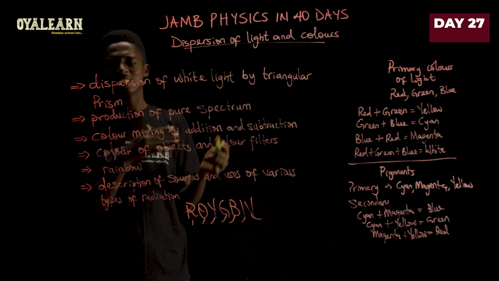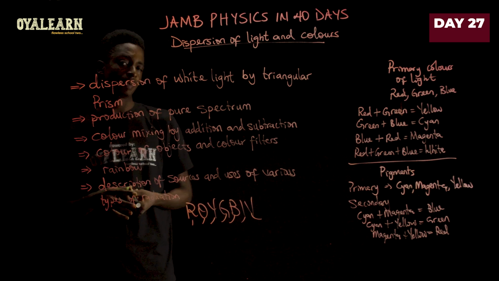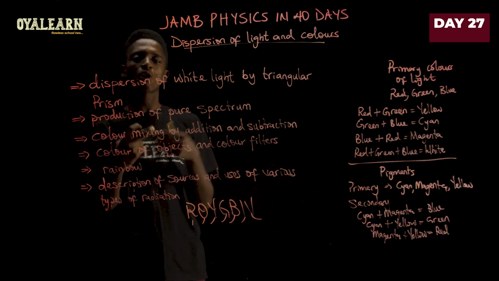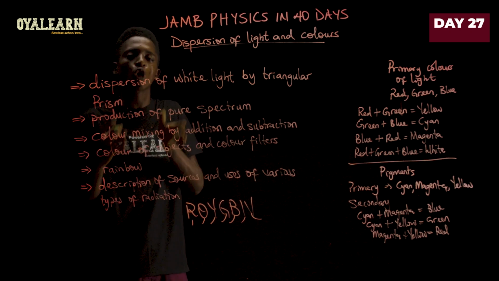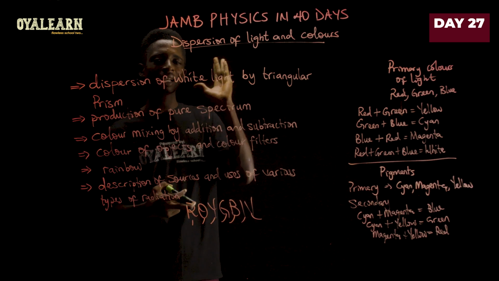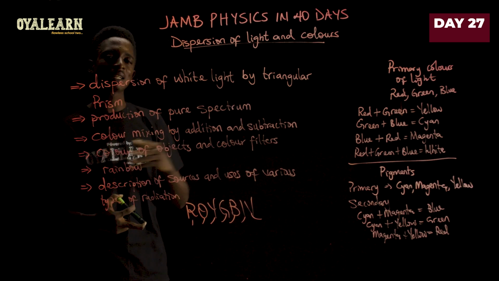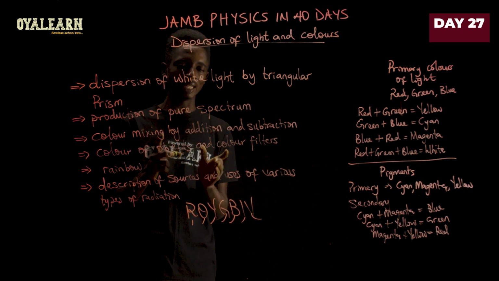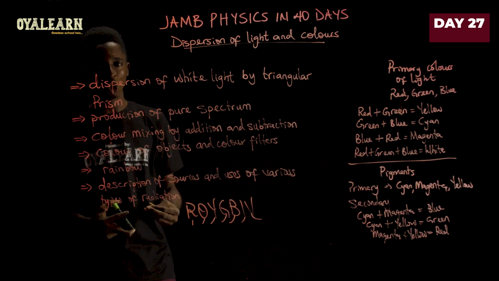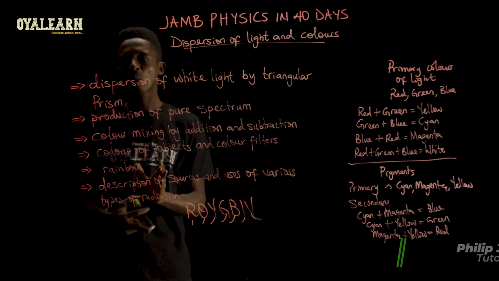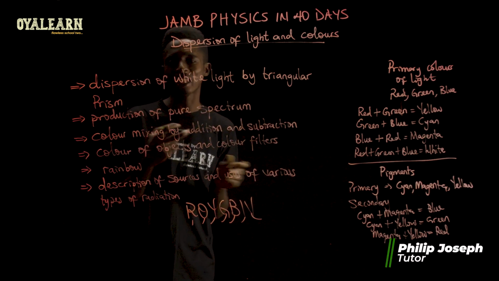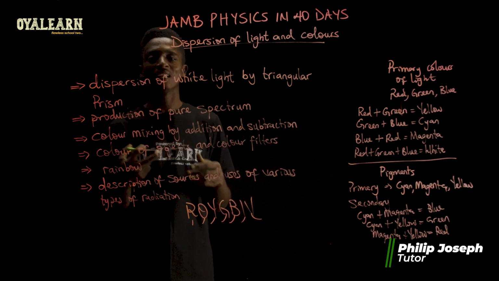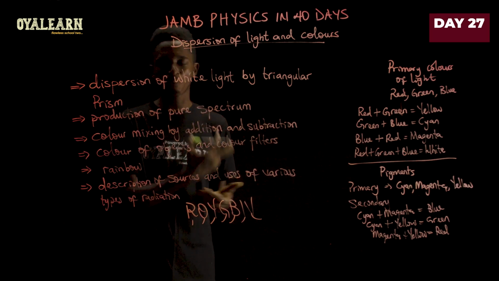Now, another thing that they expect is that you should understand the production of a pure spectrum. When we say a particular spectrum is pure, it means that the constituent colors in that spectrum do not overlap. You can see them clearly. So whenever you pass white light through a triangular prism and it creates distinct colors and you can see their boundaries clearly, what you have there is called a pure spectrum, when the individual wavelengths do not overlap each other. By the time they start overlapping, what you have there is an impure spectrum.